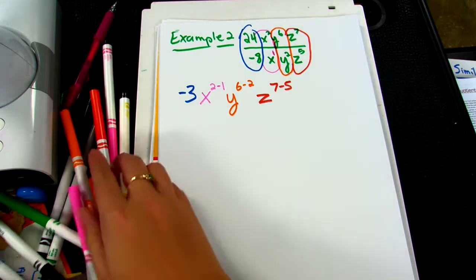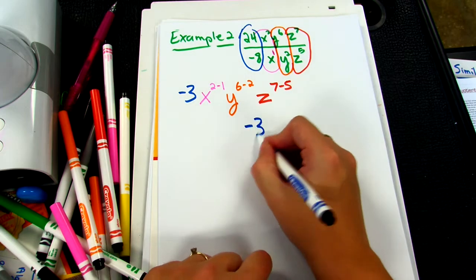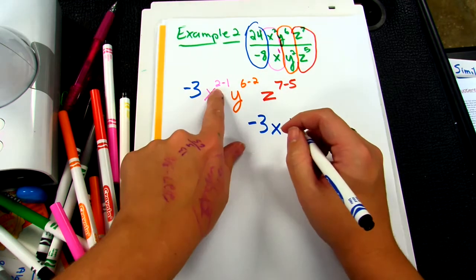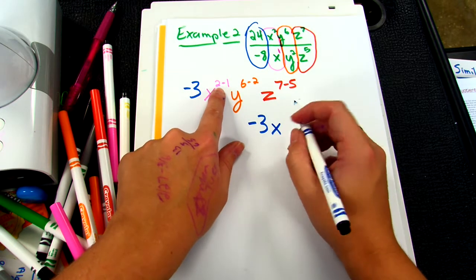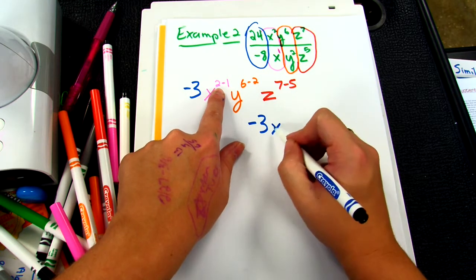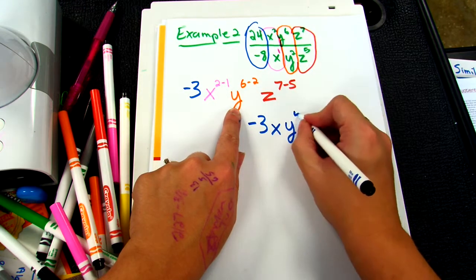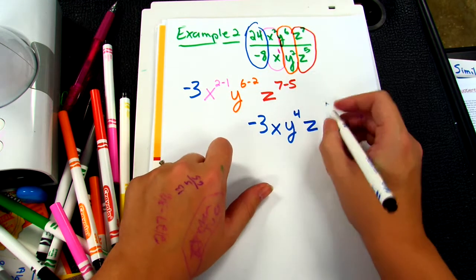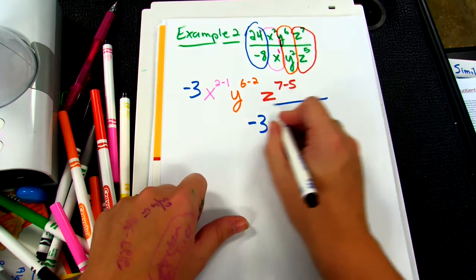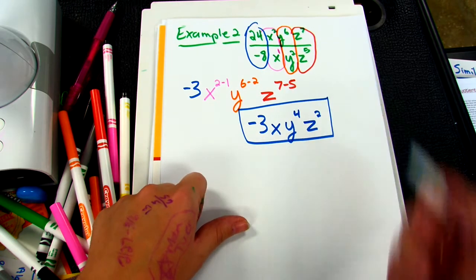Okay, so our final answer, we've got negative 3. X to the 2 minus 1 is 1, so x to the 1, and we can just leave it as x. And then y to the 6 minus 2 is 4, and then z to the 7 minus 5 is 2. So this will become our final answer.